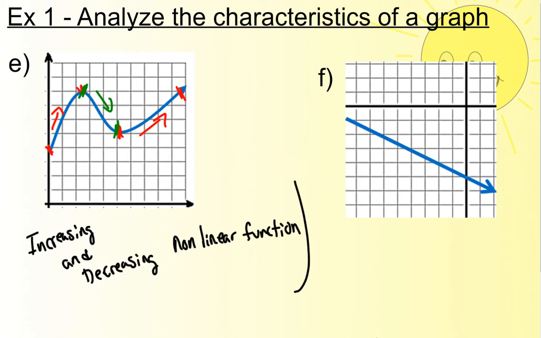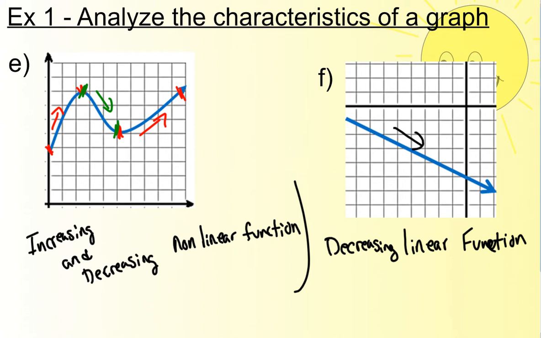And letter F. This one is linear. It's a straight line. And let's see, increasing, decreasing, or constant? Definitely decreasing. It's decreasing because it's going down. It has a negative slope. However you want to say it, that's what it is. It is a decreasing linear function. Okay, so these are all just very general.